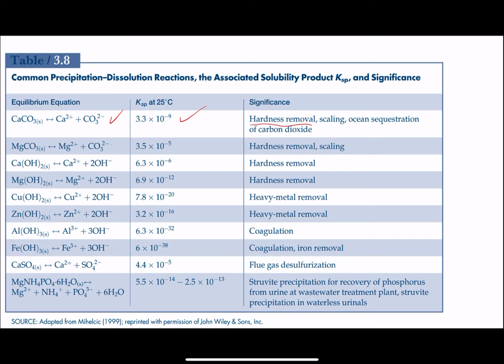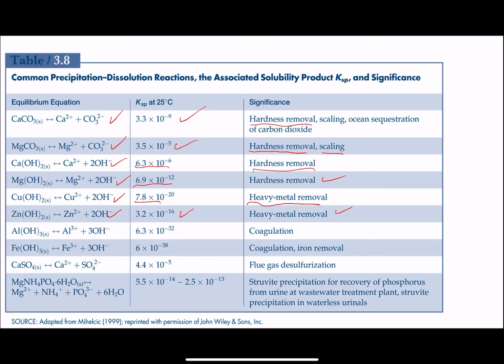Same thing for this reaction, there is a KSP, and you can see also hardness removal and scaling. This reaction, KSP, hardness removal. This reaction, KSP and hardness removal. And this reaction with a KSP, this is to remove heavy metals. If you have heavy metals in water, you could control this removal by controlling this reaction. This reaction is also with a KSP and heavy metals removal.